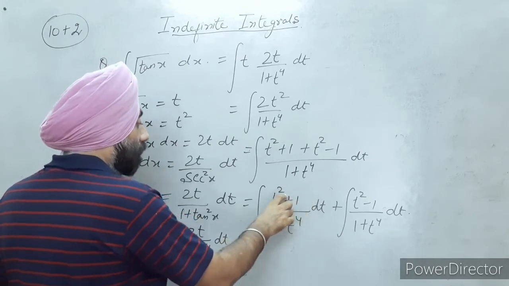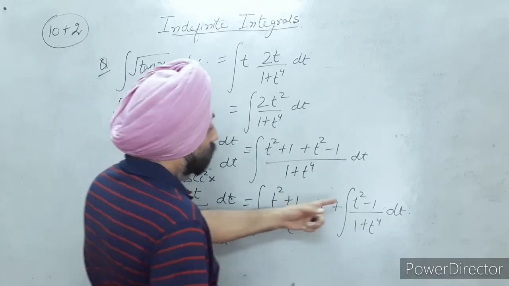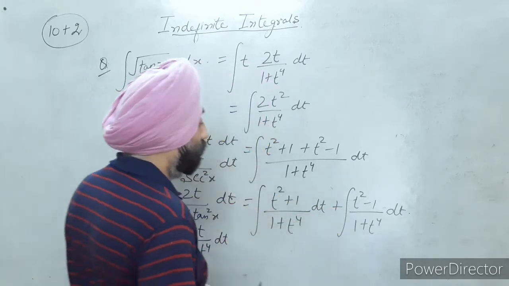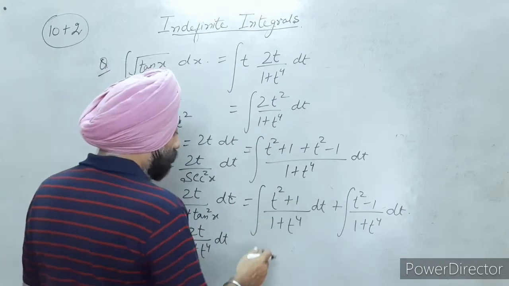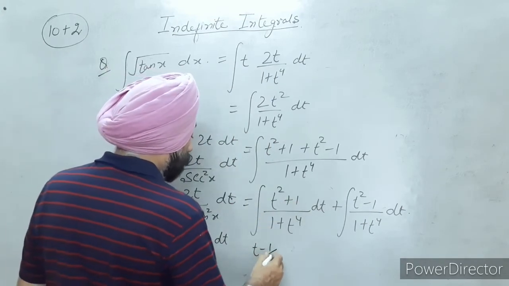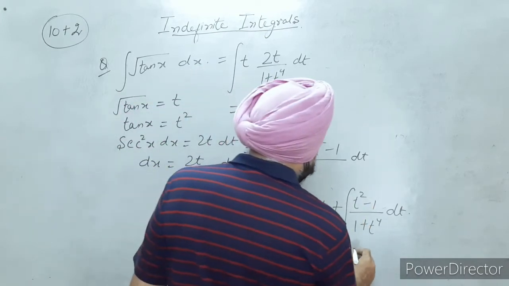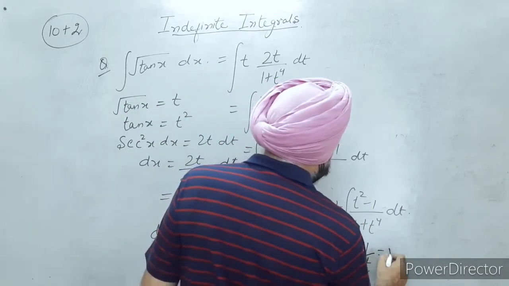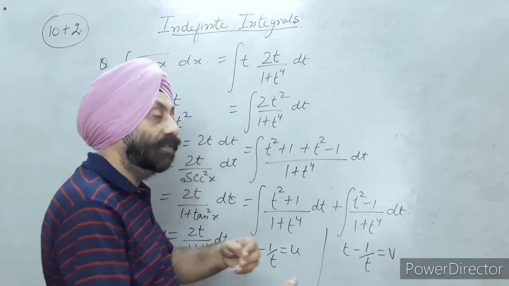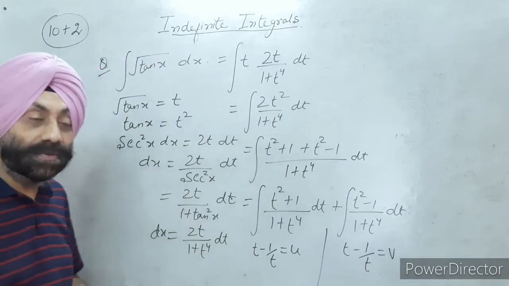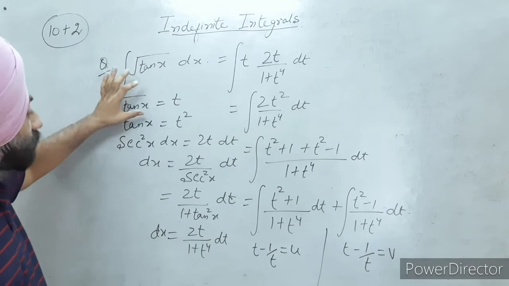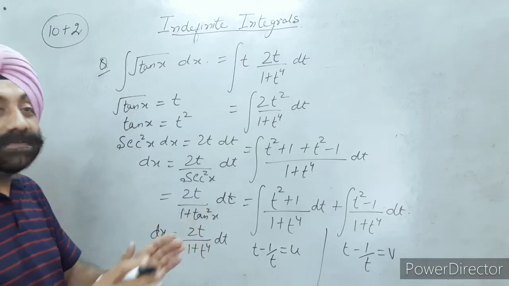Divide numerator and denominator by t square. There is a plus sign, so put t minus 1 by t equals u. There is a minus sign, put t plus 1 by t equals v. In this case, solve. The procedure is the same. Only thing is the substitution does matter, right?